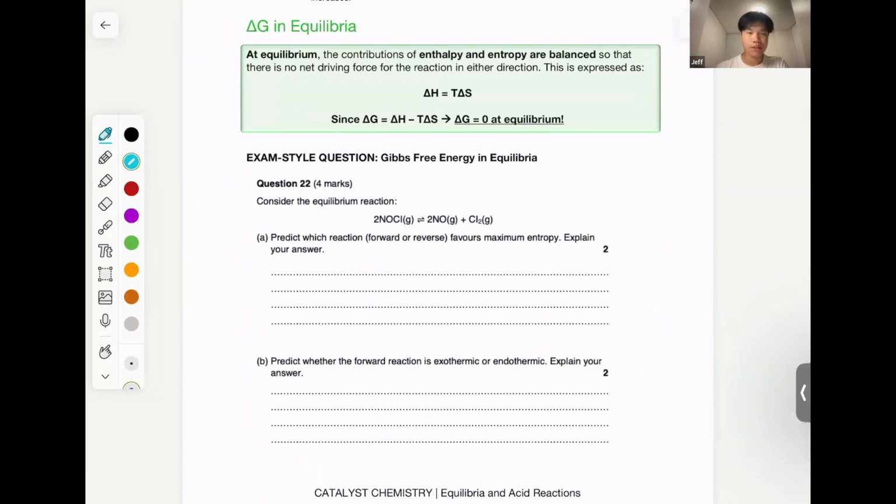Now, delta G in equilibria is slightly different. Delta G is at equilibrium if it is equal to 0, or in some cases very close to 0. What this means is that if delta G is 0, the reaction is slightly spontaneous in the forward direction and slightly spontaneous in the reverse, so much so that it can proceed in both directions. And this would be the exact point where delta H equals T delta S, more or less.